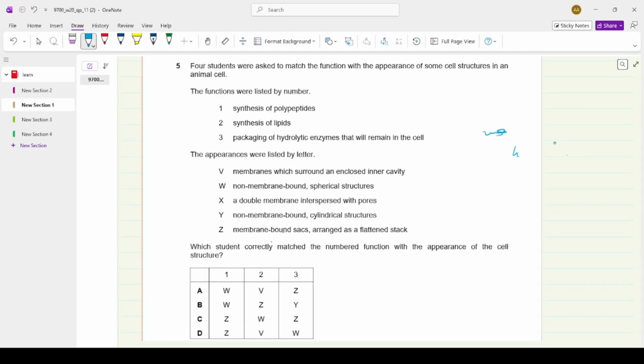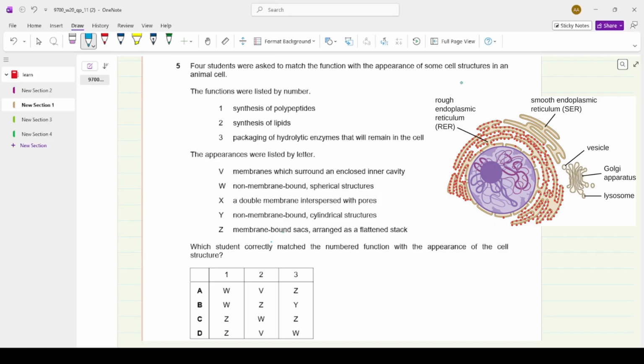Number 5. Four students were asked to match the function with appearance of some cell structures in an animal cell. The functions were listed by number. So these are the functions: synthesis of prepeptides. We know this happens within the ribosomes.